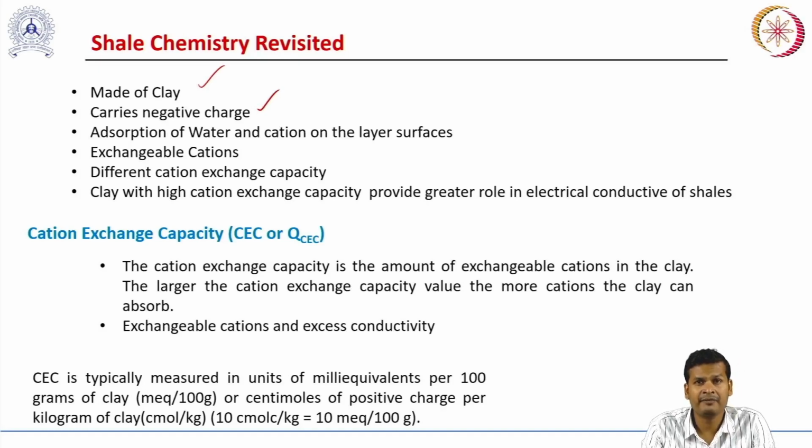So these negative charges of clay are balanced by adsorption of water and cations on the layer surfaces. Cations are adsorbed to balance out the negative charges along with the water molecules. Now these cations which are adsorbed on our clay surfaces are called exchangeable cations because they can also be replaced by some other cations. They are not permanently bonded on the clay surfaces. So any cations such as sodium, potassium, if they are adsorbed on the clay surfaces balancing out the negative charges of clay, can be replaced with any other cation. That's why they are called the exchangeable cations.